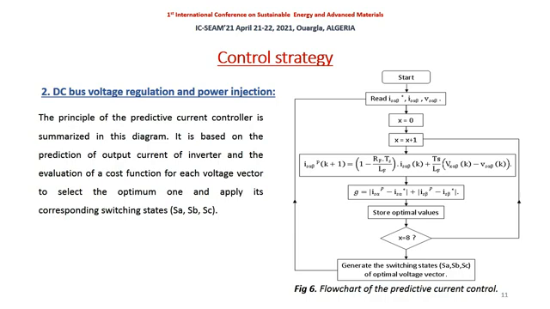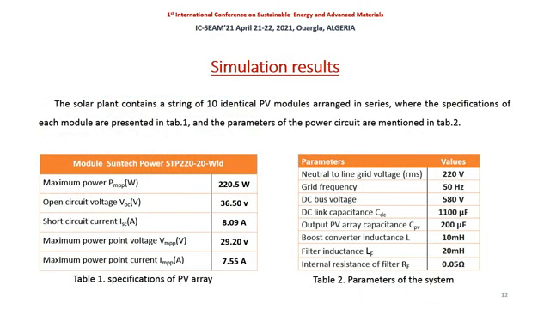Now we directly move on to the simulation results. The PV array is a string of 10 identical PV modules. Their specifications are listed in Table 1, and the parameters of the global system are mentioned in Table 2.